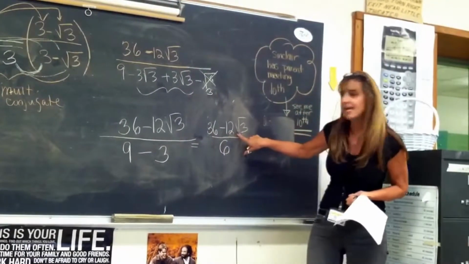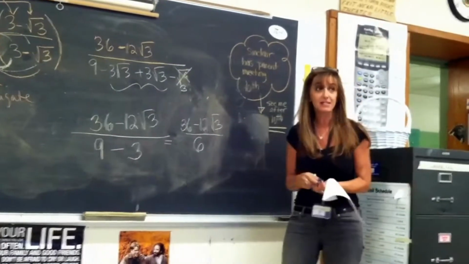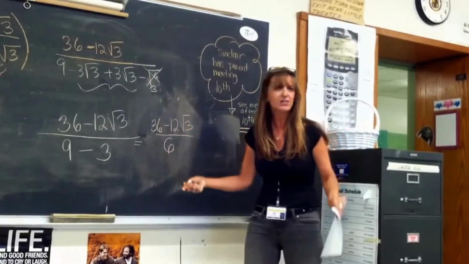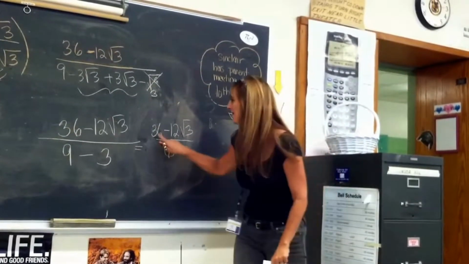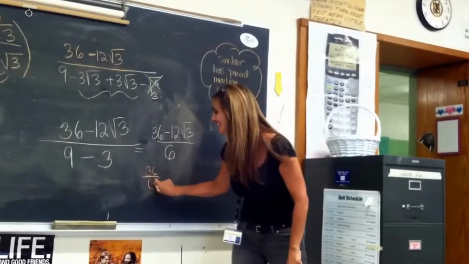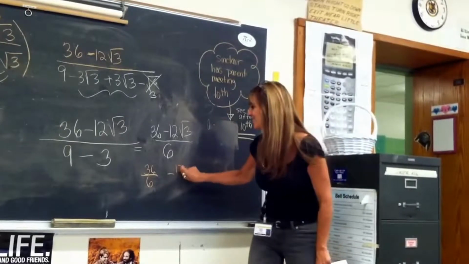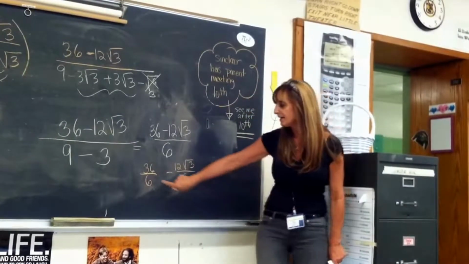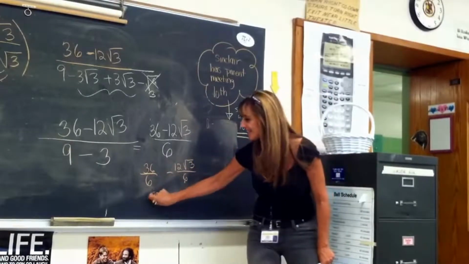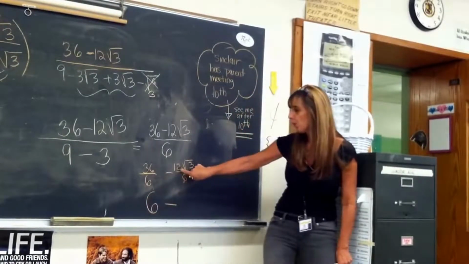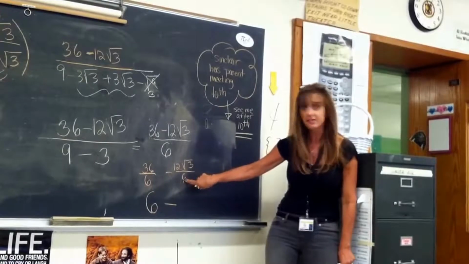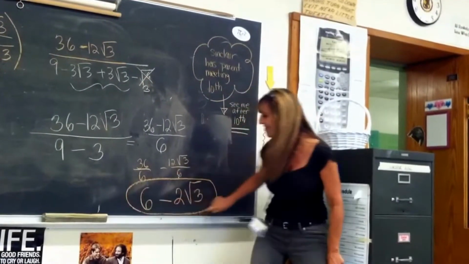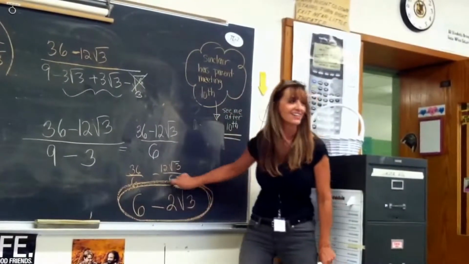Both 36 and negative 12 rad 3 is being divided by 6. So what do I say? Break it apart. I do say that, right? Break it apart. 36 divided by 6 and negative 12 rad 3 divided by 6. So my final answer, 36 divided by 6 is 6. Negative 12 divided by 6 is negative 2 rad 3. And that's the answer.